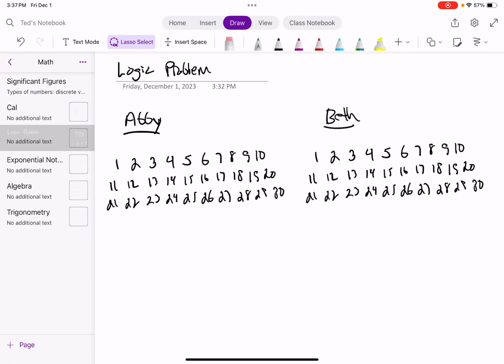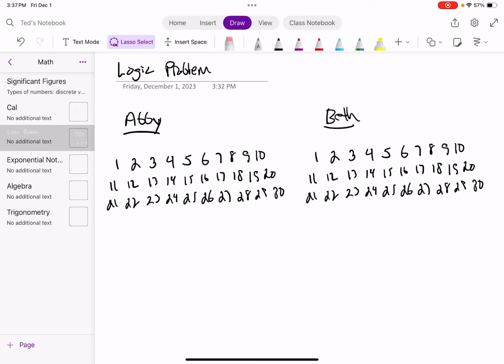All right, so here's the logic problem I sent you to add. So we've got Abby and Beth. They both picked a number. They don't know what each other's numbers are. Abby asks Beth, "Is your number double mine?" And Beth says, "I don't know."